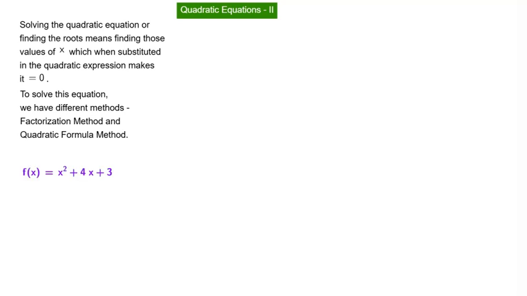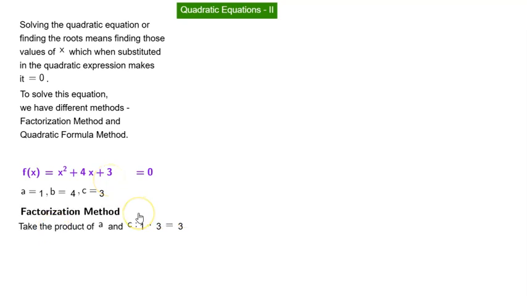Let's say we have f of x is equal to x square plus 4x plus 3, and this should be equal to 0. We have to find such a value of x. Here a is equal to 1, the coefficient of x square, b is equal to 4, that is the coefficient of x, and c is equal to 3, that is the constant.